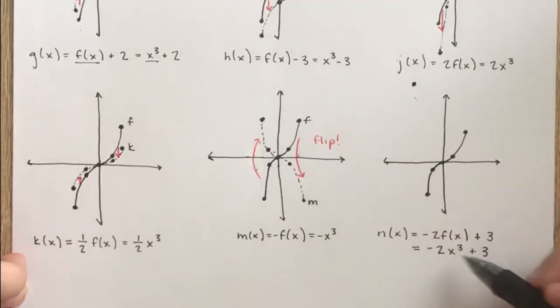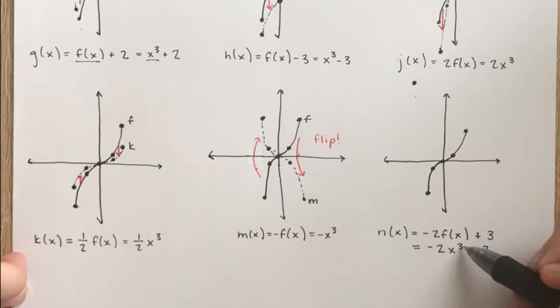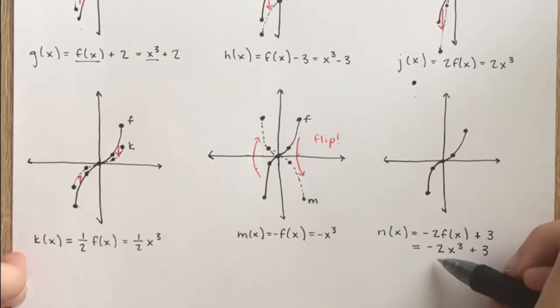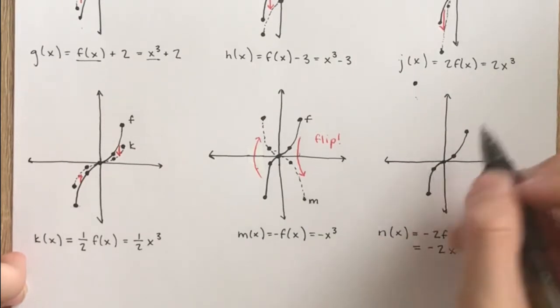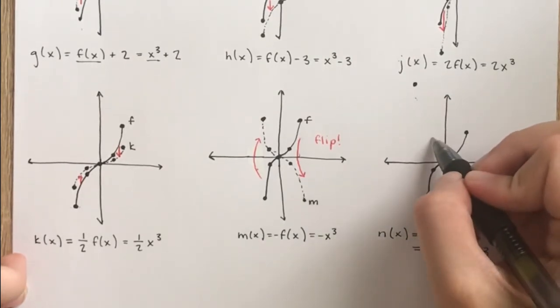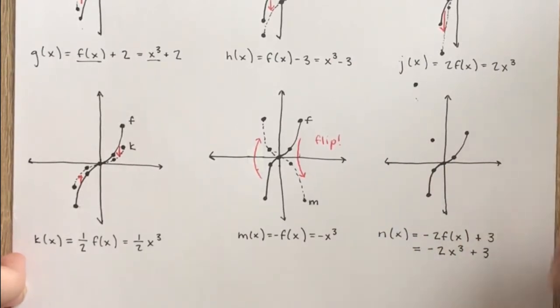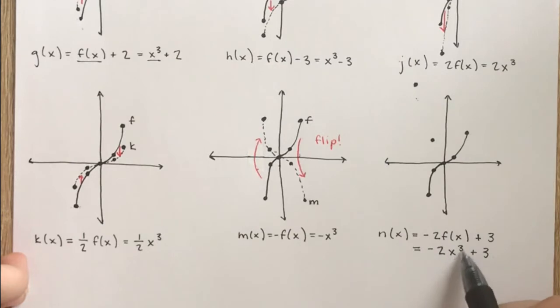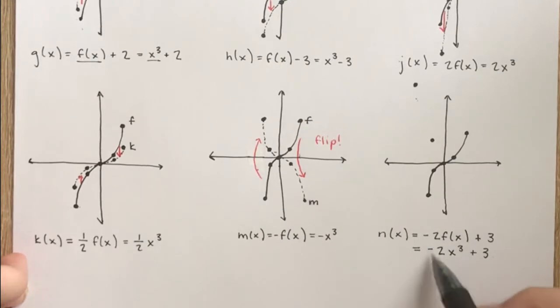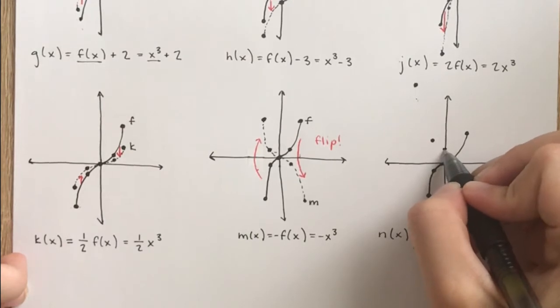Negative 1. Negative 1 cubed is still negative 1. Negative 1 times negative 2 is positive 2. And positive 2 plus 3 is 5. So we're about right here, 5-ish. 0, 0, where is this point going to go? Well, we know we cube 0, we get 0. 0 times negative 2 is still 0. But we do get to add 3, so we end up being about right here.